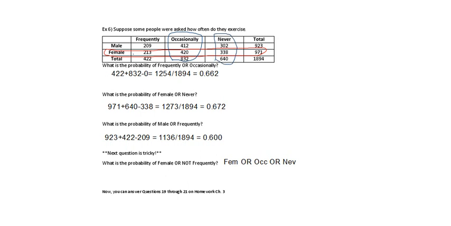Notice this time I see two crosses, one at 420 and one at 338. So we will be subtracting two numbers. So let's put it together. So first the total number of females, 971, plus the total for occasionally, 832, plus the total for never, 640, minus the first cross, 420, minus the second cross, 338. If we throw that in, we're going to get 1685, divide 1894, and that's equal to 0.890. And that takes care of that.